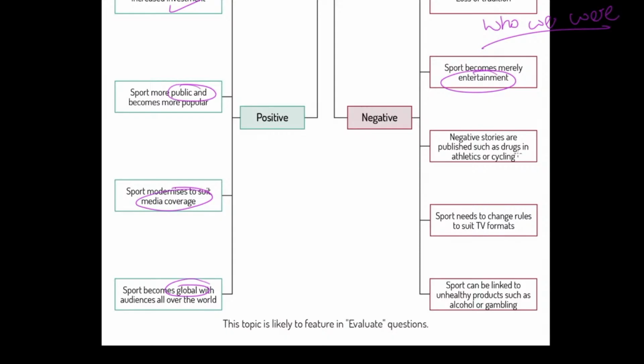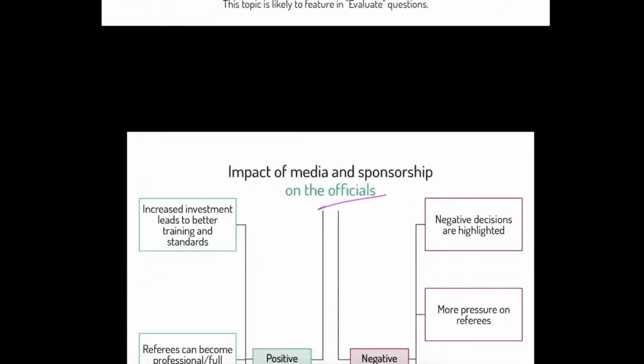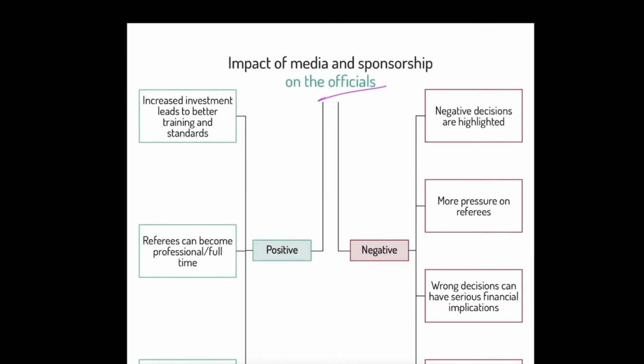Negative stories are published, such as drugs in athletics or cycling, and so they should be. Sport needs to change its rules. Think about things like cricket and T20, badminton that changed its rules so that every point was meaningful and so on to become more commercially relevant. And sports can be linked with unhealthy products such as alcohol. And we're obviously the sponsors here. If you look at gambling sponsorship in football, and especially championship level football, it's really omnipresent. It's everywhere.